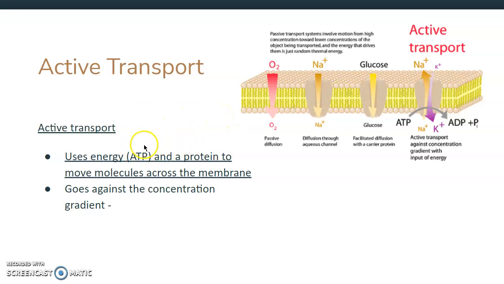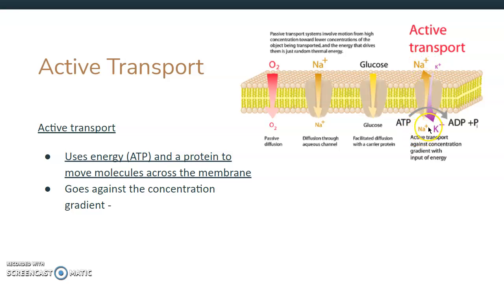Active transport also goes against our concentration gradient. So the idea of it is we're always going from a lower concentration to a higher concentration. Normally things like to go from high concentrations to low concentrations. But active transport needs energy because we're trying to push a bunch of things where they don't want to be.